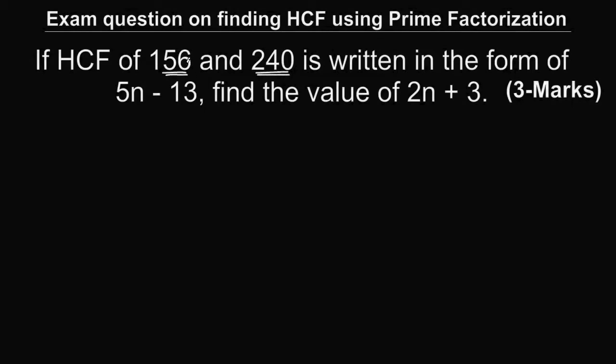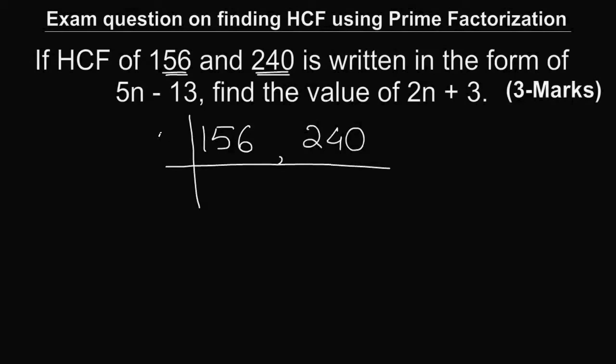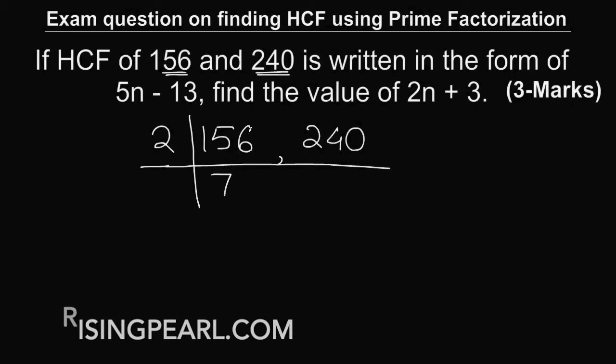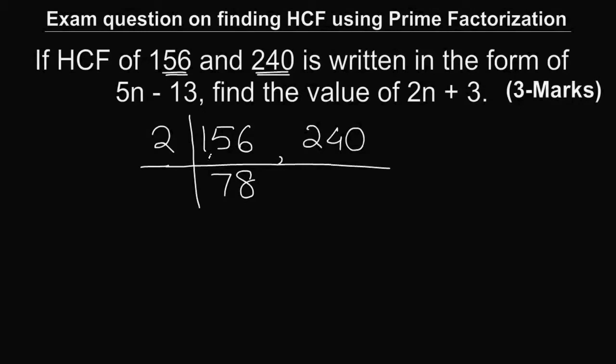We have to find the prime factors for both of these numbers. So let's write the numbers together. We have 156 and 240. Let's find the common factors for both numbers. They are both even numbers, so we can divide them by 2. So this will be 78 and here we will get 120.